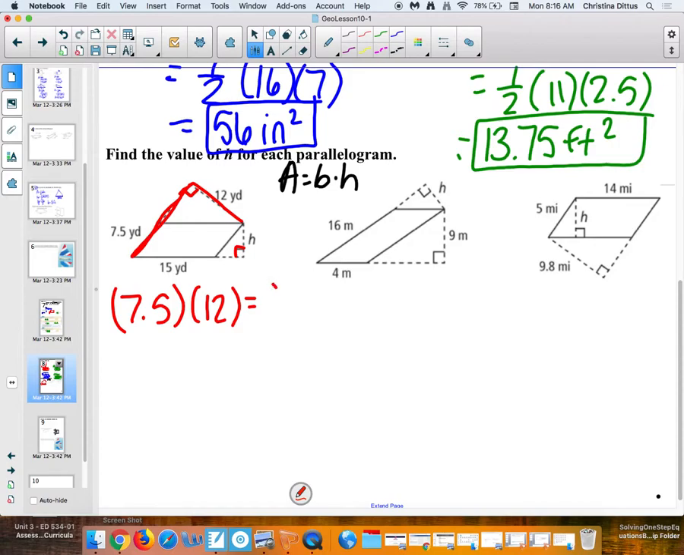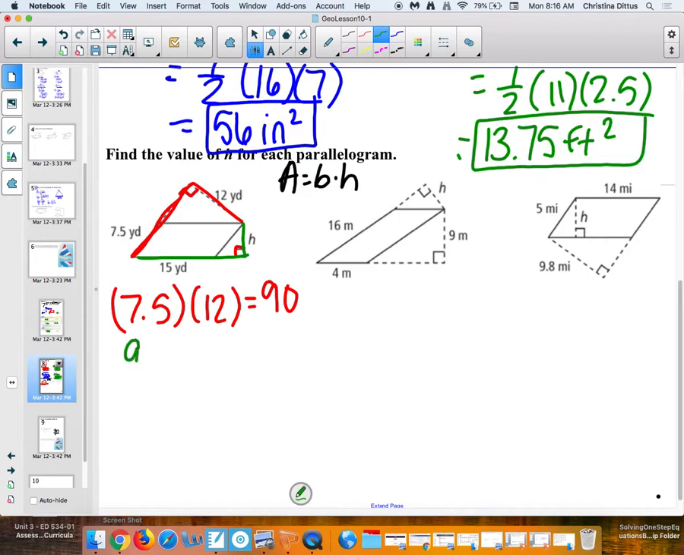90. Okay, now that has to be the same, right? It doesn't matter which one I look at as a base and a height. The area should be the same no matter if I look at it this way or tipped on its side, right? So when I multiply my other two things that make my right angle, it has to also equal 90. And that's how we're going to solve for h.